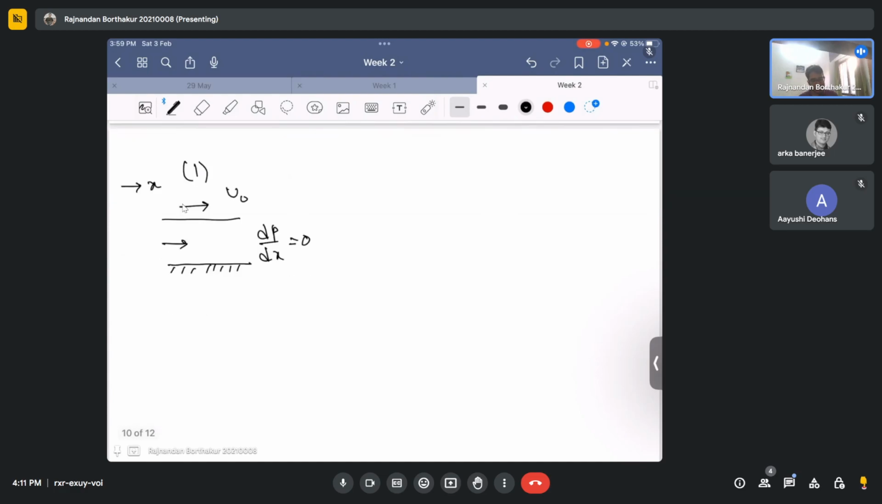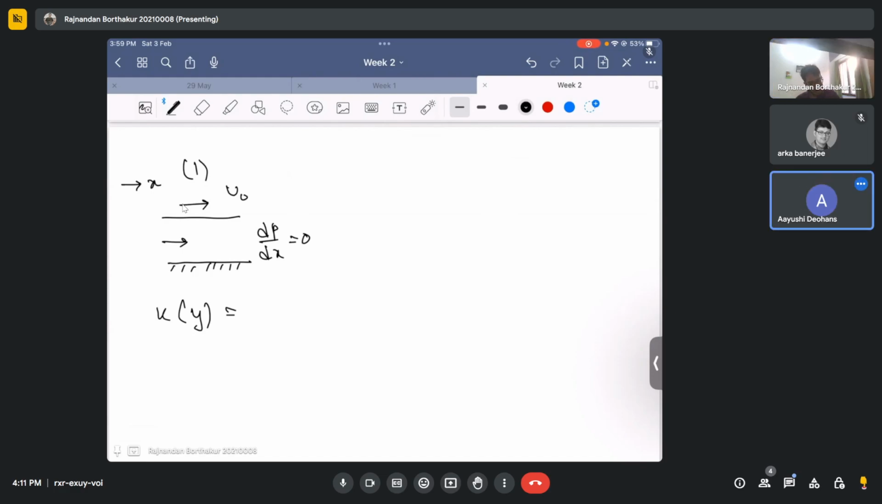So in that case, as you all know, can you tell me what is the nature of the velocity profile? Linear. Exactly. So this velocity profile would just be u naught times y by h. This is just one case.